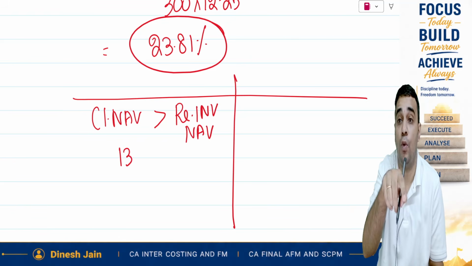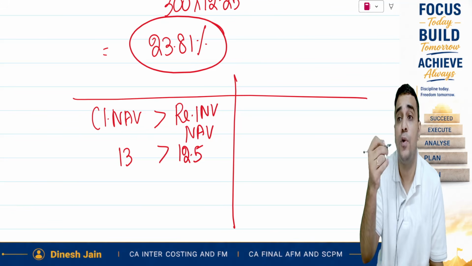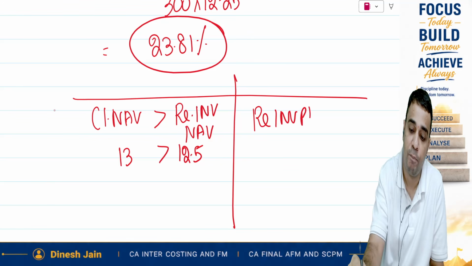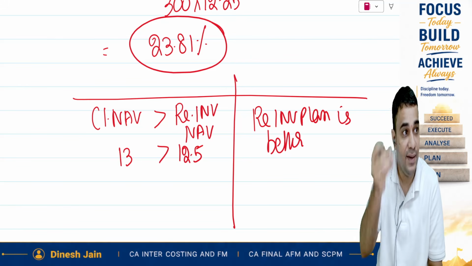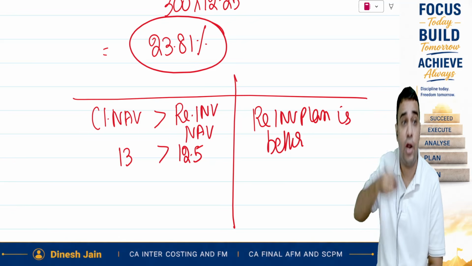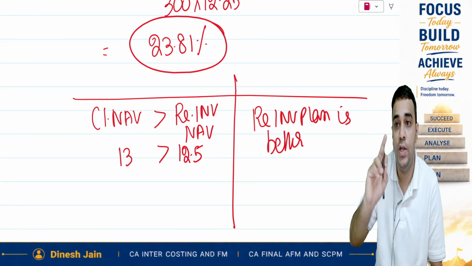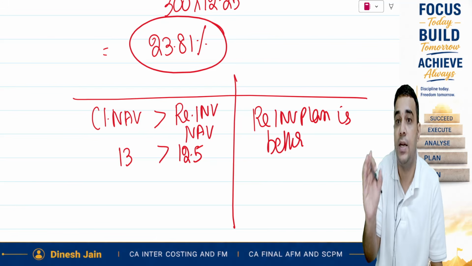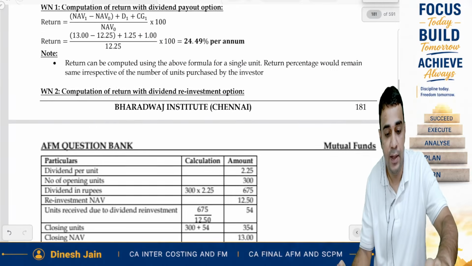13. Original question, what is the reinvestment? Original problem. If the closing NAV is better than the reinvestment NAV, reinvestment plan is better. Listen, I got the dividend, reinvested. On the reinvestment also I make more profit. This is original data. If my closing NAV is greater than the reinvestment NAV, it's better.